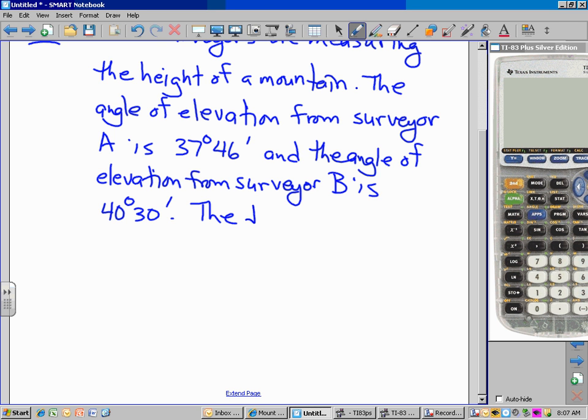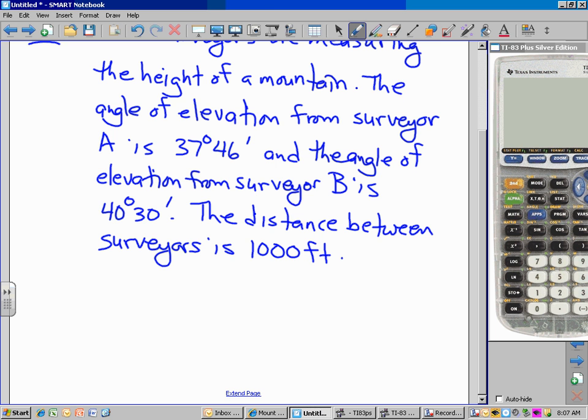The distance between surveyors is 1,000 feet. How high is the mountain? All right. Get all that down?